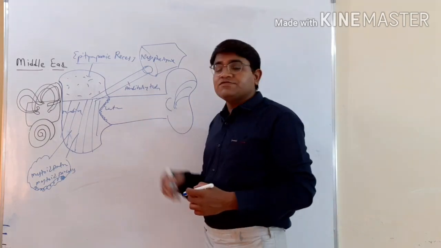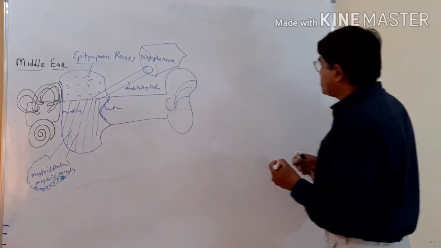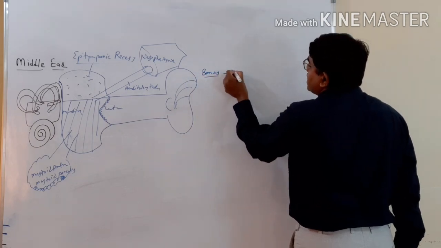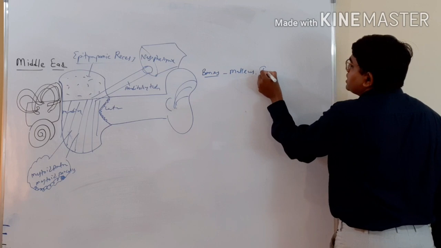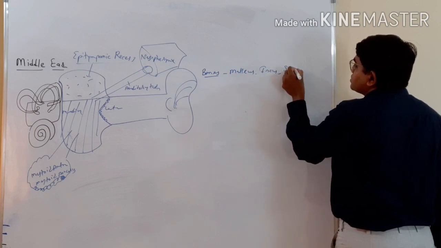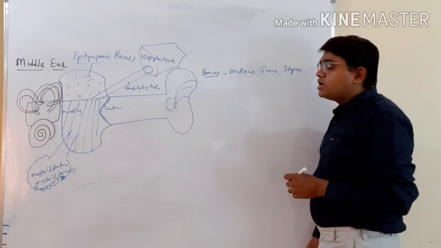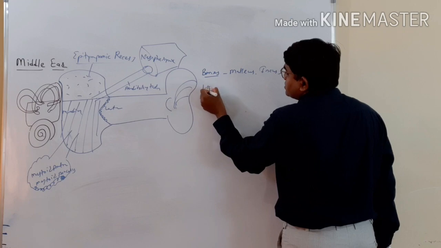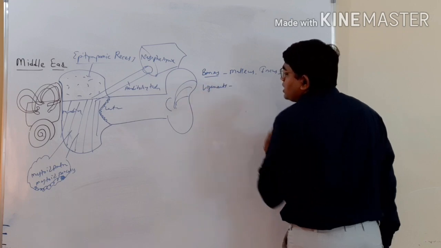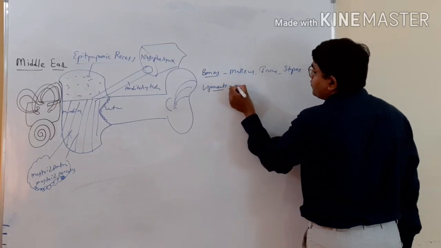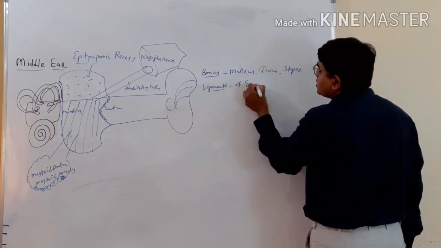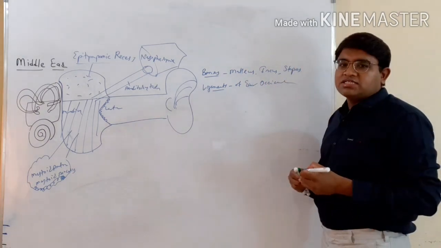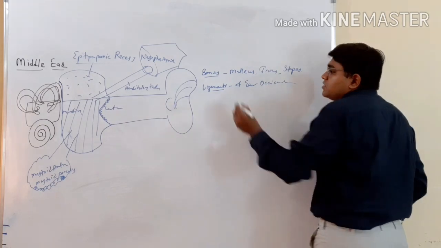Then what are the contents of this cavity? Which structures lie within it? There are some bones: the malleus, the incus and the stapes, and the ligaments of these ear ossicles. These are the ear ossicles, malleus, incus and stapes, and the related ligaments are present here.